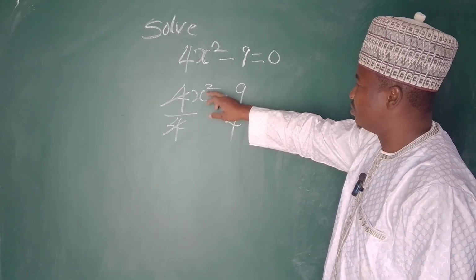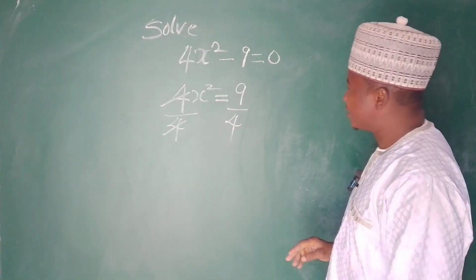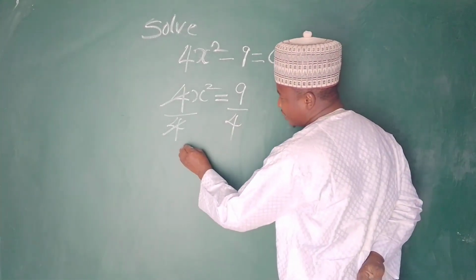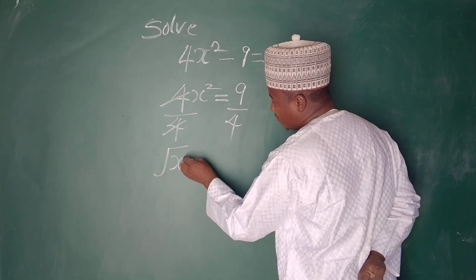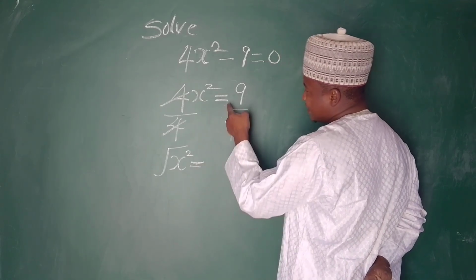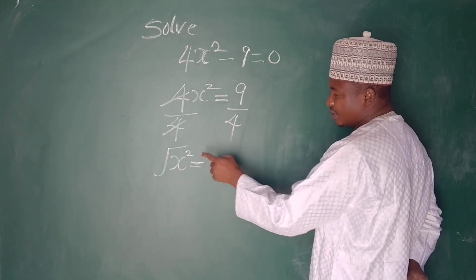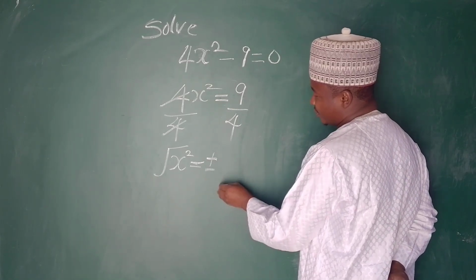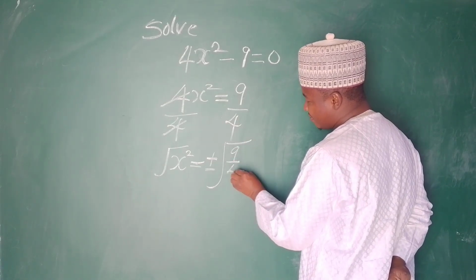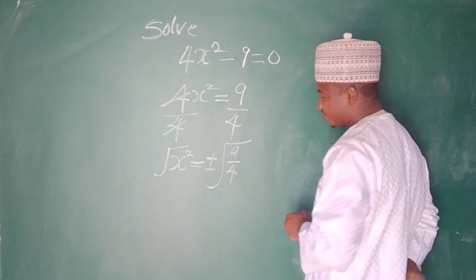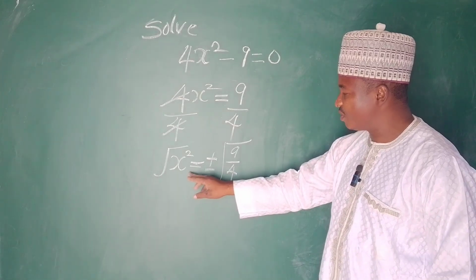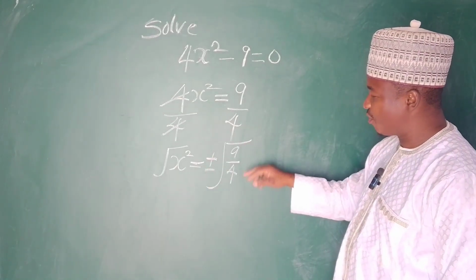So abinda za mu yi a nan, don mu cancelling wannan mu kauda wannan square din, za mu yi abinda ake cewa taking the square root of both sides. Saboda haka sai mu ce square root of x² equal to, then a nan kuma saboda square root din za mu samu plus or minus, sai mu ce root of 9/4. So kun ga mun samu square root of x² equal to plus or minus square root of 9/4.